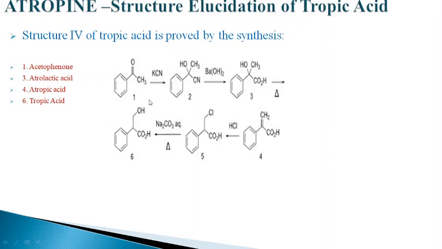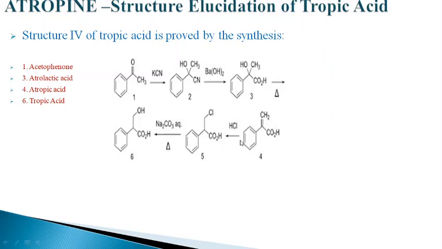We have taken acetophenone as the starting compound. Treating with potassium cyanide, we get cyanohydrin. Nucleophilic addition took place at the carbonyl carbon, yielding cyanohydrin, which on hydrolysis forms atrolactic acid, as CN is converted into a carboxylic group. This is atrolactic acid. On heating atrolactic acid, we get compound 4, which is atropic acid, as we have already dealt with earlier.